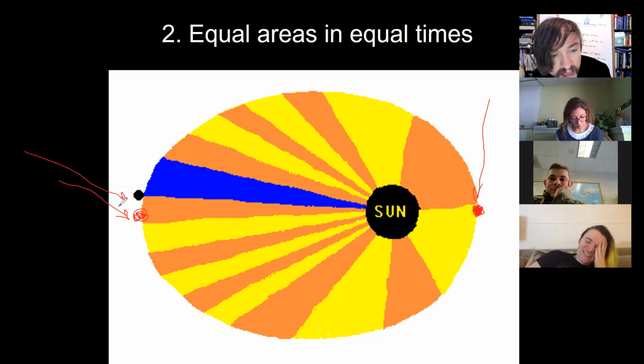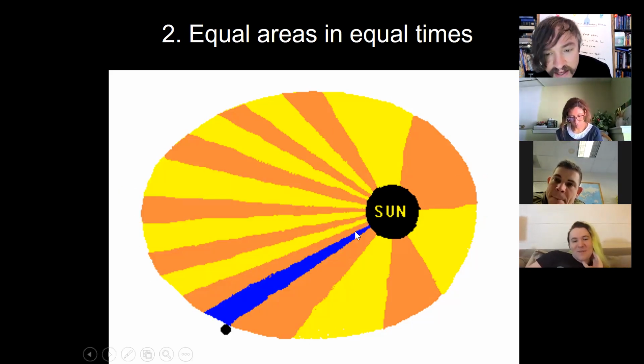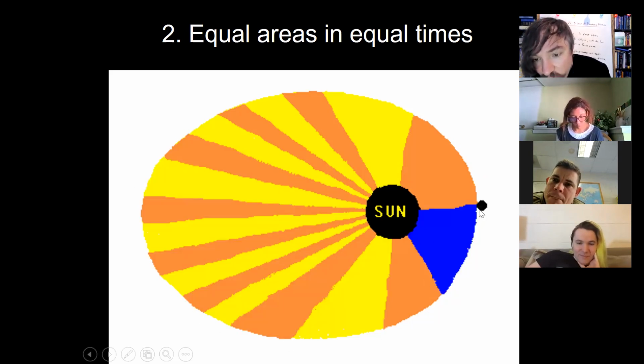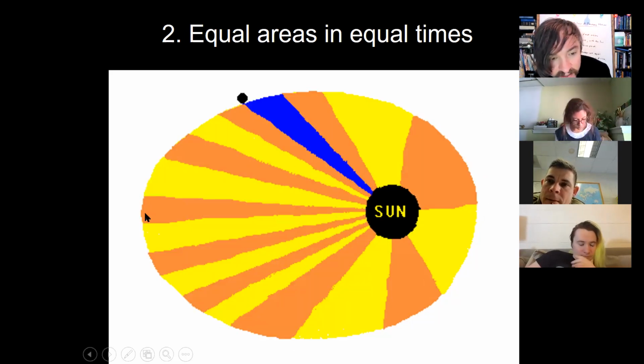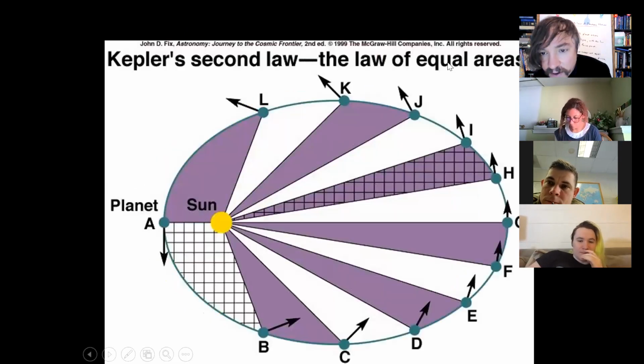Okay, so aphelion and perihelion. The point that I'm trying to make is, when the planet is at perihelion, it travels really quickly. When the planet is at aphelion, farthest from the sun, it travels much slower.